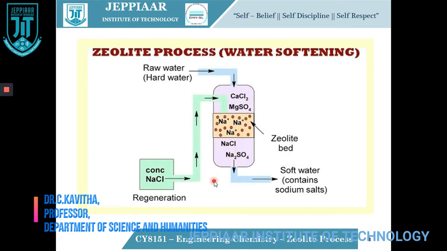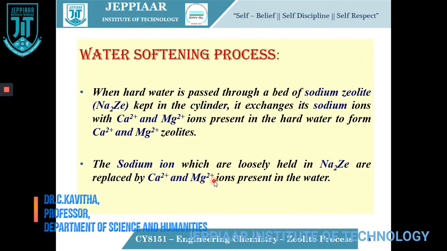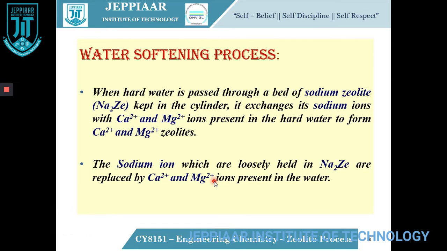This is a pictorial representation of water softening. This is the explanation of this diagram. When hard water is passed through a bed of sodium zeolite kept in the cylinder, it exchanges its sodium ions with the calcium and magnesium ions present in the hard water. Finally, it will be converted into calcium and magnesium zeolite.